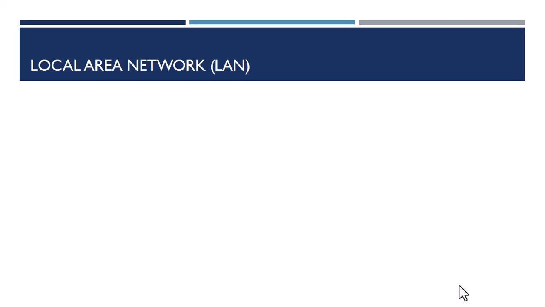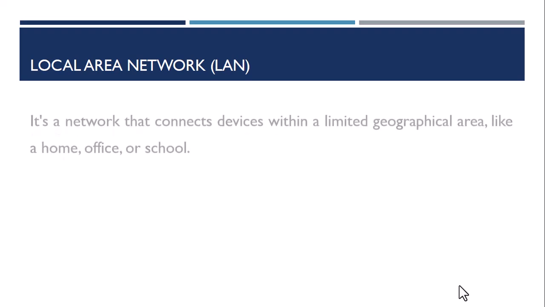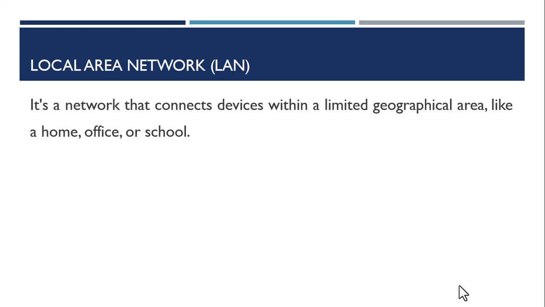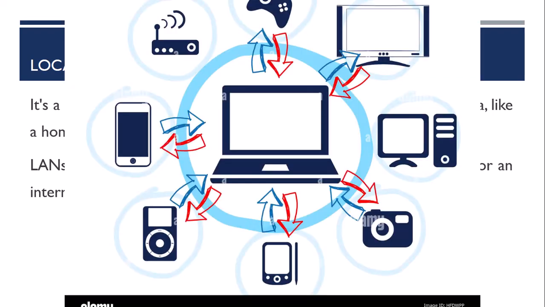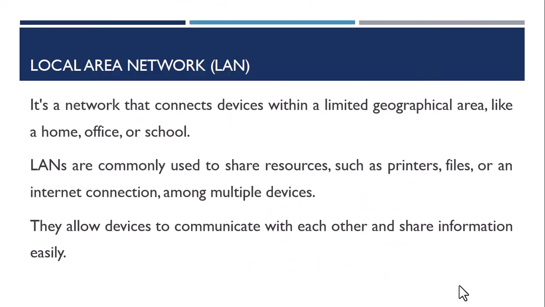Now let's take a look at local area network. Local area network is a network that connects devices within a limited geographical area like a home, office, or school. It connects devices like computers, printers, and smartphones. They allow devices to communicate with each other and share information easily. Advantages of LAN include high-speed connections and ease of resource sharing. However, LAN is limited to a small geographical area.